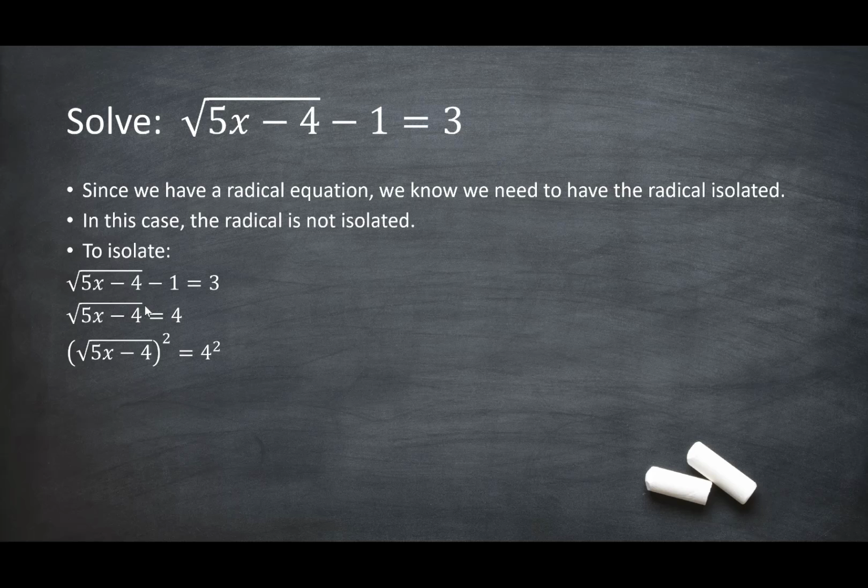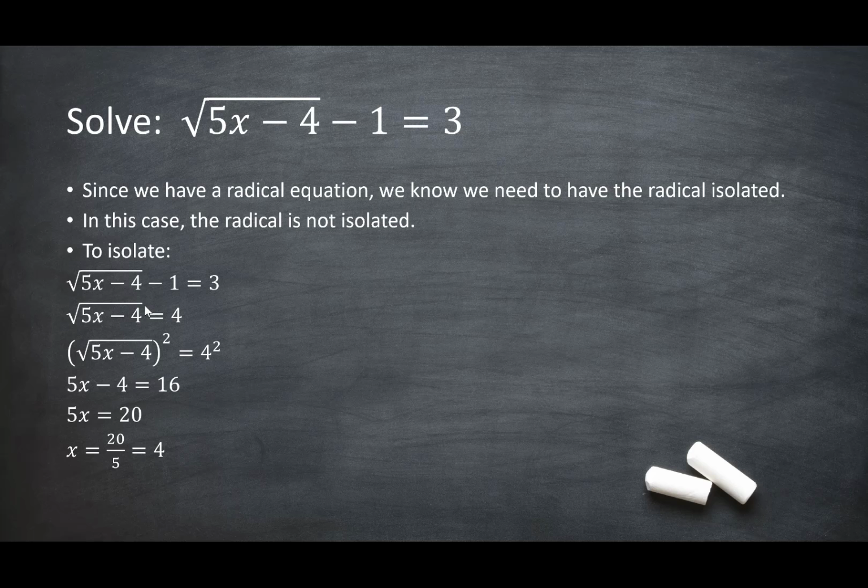So on the right side we get 4 squared. On the left side we remove the radical, and I end up with 5x minus 4 equals 16. Go ahead and add 4 to both sides. I get 5x is 20. Dividing by 5, we note that x equals 4.